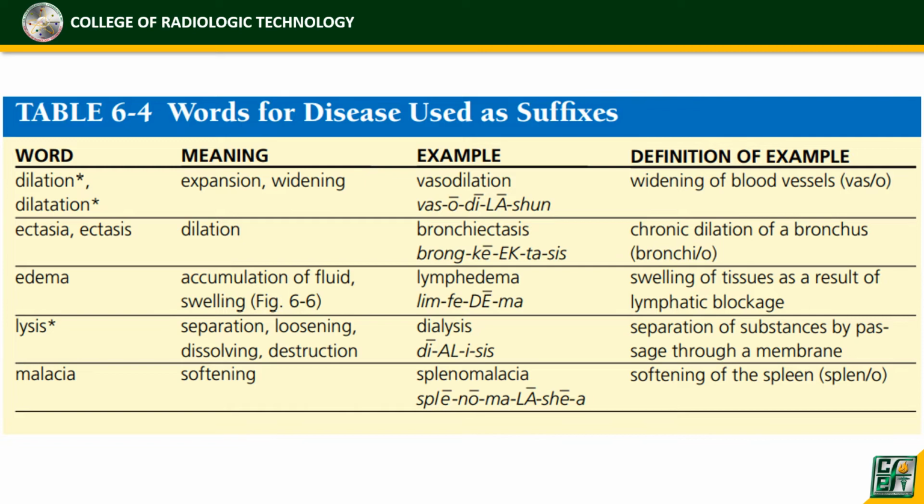Bronchus, bronchi. Then edema, accumulation of fluid or swelling. So we have lymphedema, swelling of tissue as a result of lymphatic blockage. Then we have lysis, separation, loosening, dissolving, destruction. Dialysis, separation of substances by passage through a membrane. Then we have malacia, meaning softening. The example is splenomalacia, which means softening of the spleen. Spleno, root word for spleen.